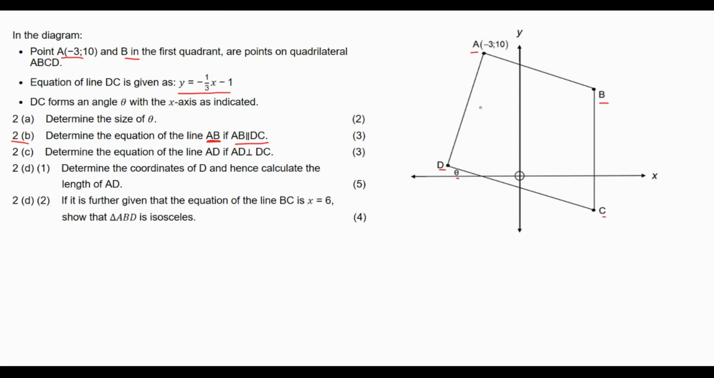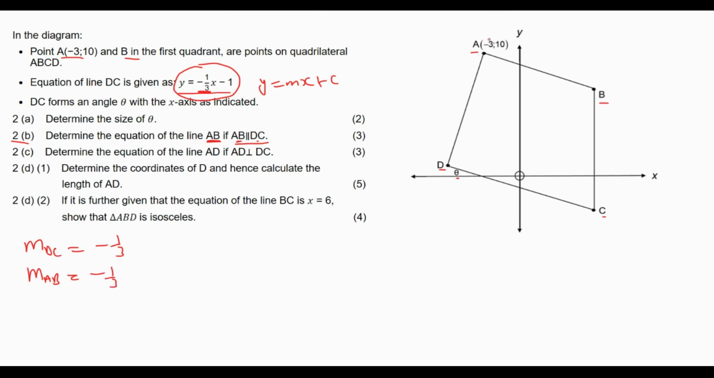So we have to remember that parallel lines have the same gradient. And in the previous question, we said that line DC's gradient is negative 1 over 3. From the equation, remember, y is equal to mx plus c. So the gradient of DC is equal to negative 1 over 3. Then since DC is parallel to AB, the gradient of AB is also negative 1 over 3.